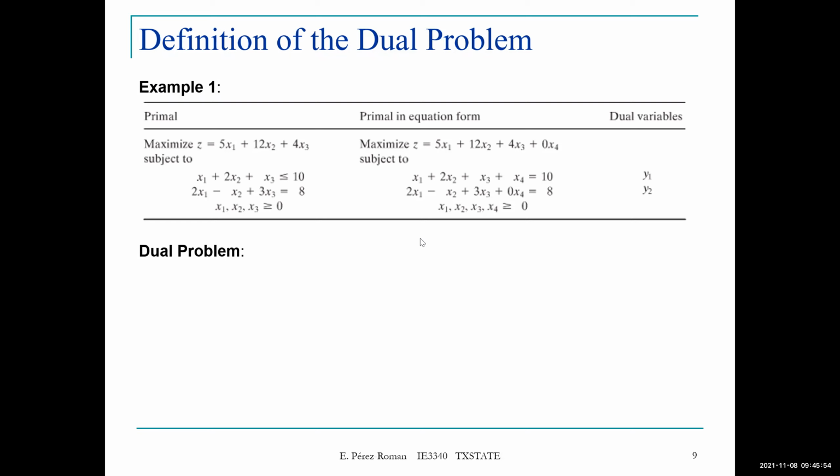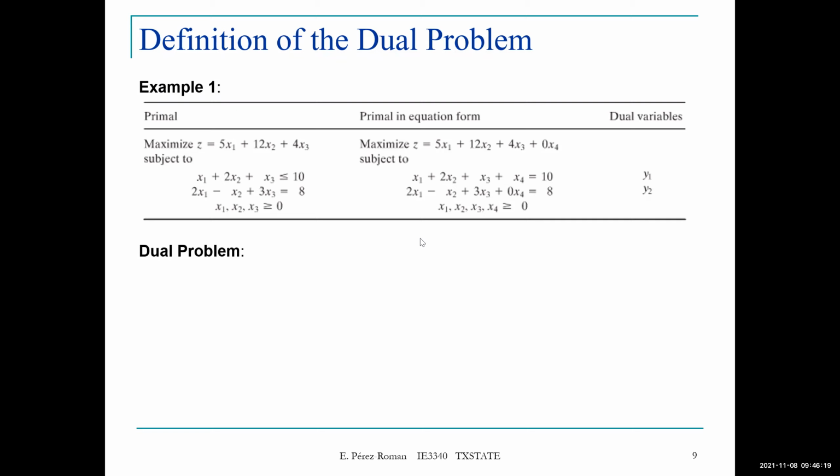So this is the original problem. We have a maximization problem with 3 decision variables, and we have 2 constraints. One of those constraints is a less than or equal to constraint. So the first thing we're going to do is set up this problem in standard form. You see, for the first constraint, we're going to add a slack variable, and we're going to call that slack x4.